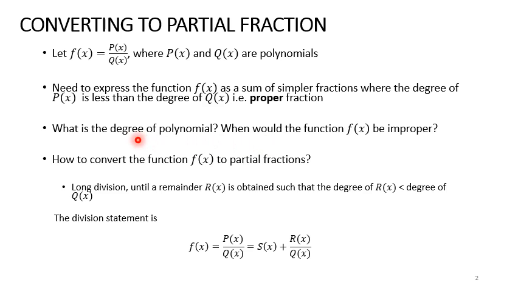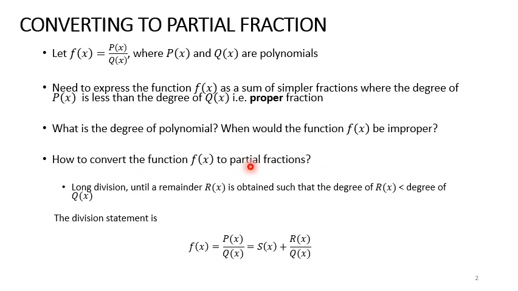If you look at your notes, you can identify the degree of the polynomial by just looking at the highest power of the variable inside the polynomial. So if you have a function of x to the power of 4 plus something x to the power of 3 and so on, you look at the highest power of x, and that will give you the degree of the polynomial. So when would the function f(x) be improper? The function f(x) is improper when the degree of p is greater than the degree of q, like the degree of the polynomial in the numerator is greater than the degree of the polynomial in the denominator. So we need to convert it into a proper function.